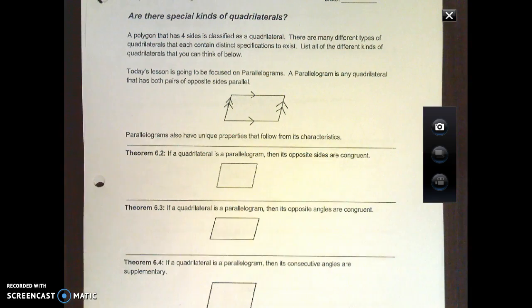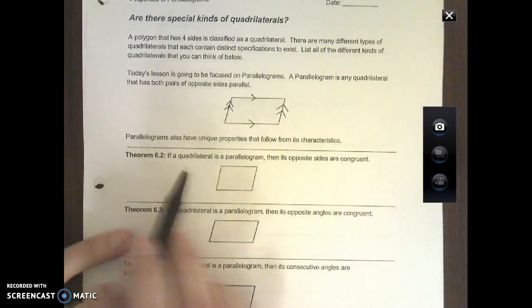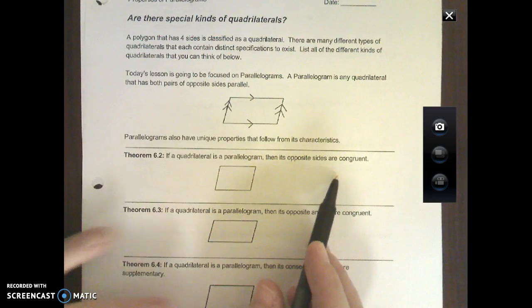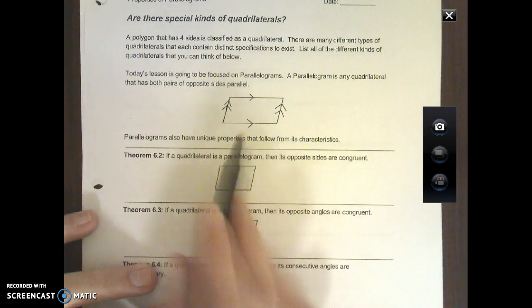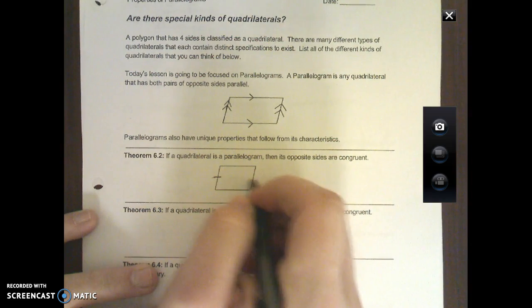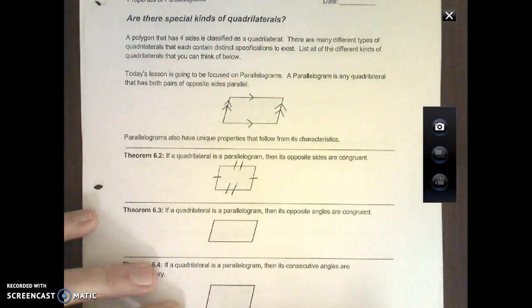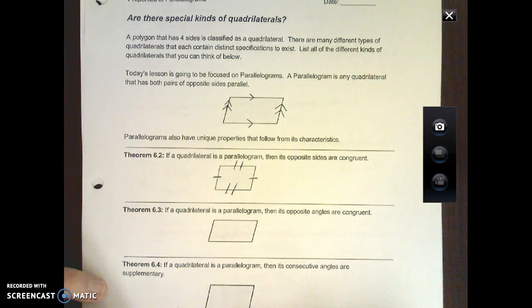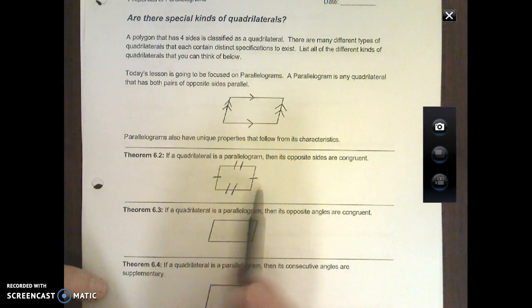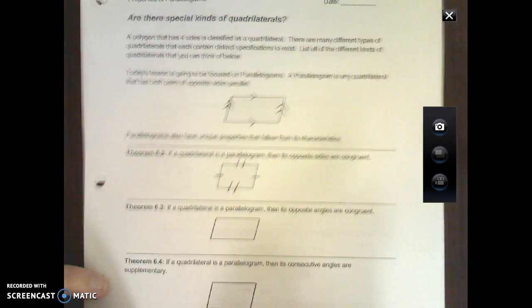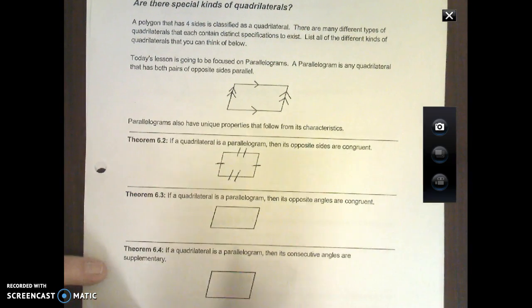Parallelograms also have unique properties that follow from their characteristics. Here's a theorem. If a quadrilateral is a parallelogram, then its opposite sides are congruent. On top of the opposite sides being parallel, we also know that opposite sides are going to be the same. Congruent. They have to be exactly the same. So this is 5, this is 5, this is 7, this is 7. Easy as can be.